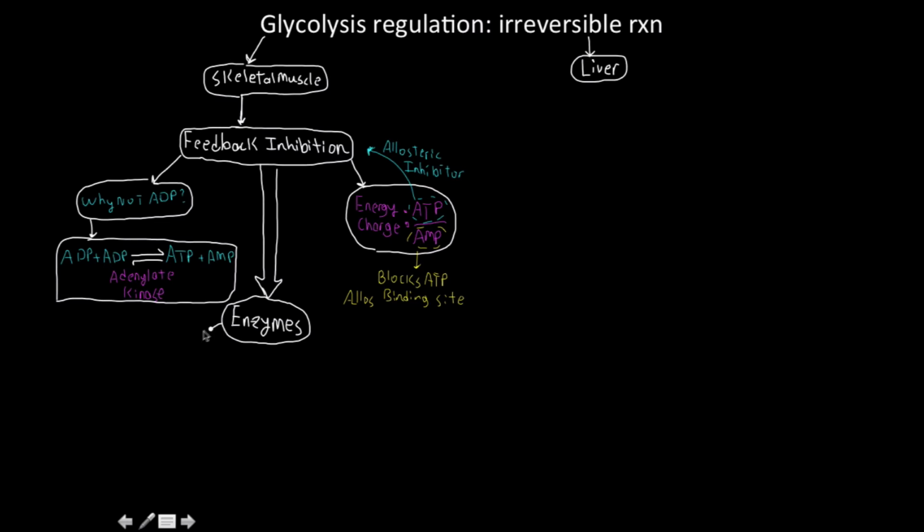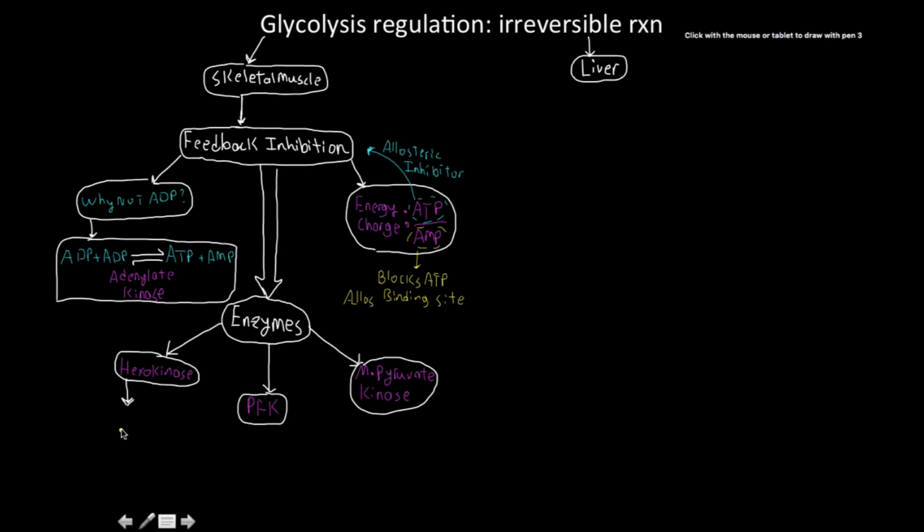Okay, so the enzymes that we're ultimately going to be talking about are the ones that are irreversible in glycolysis, and you should probably know what those are already. I'm going to list 3 of them, and hopefully you can guess what they are. So hexokinase, phosphofructokinase, and then pyruvate kinase.